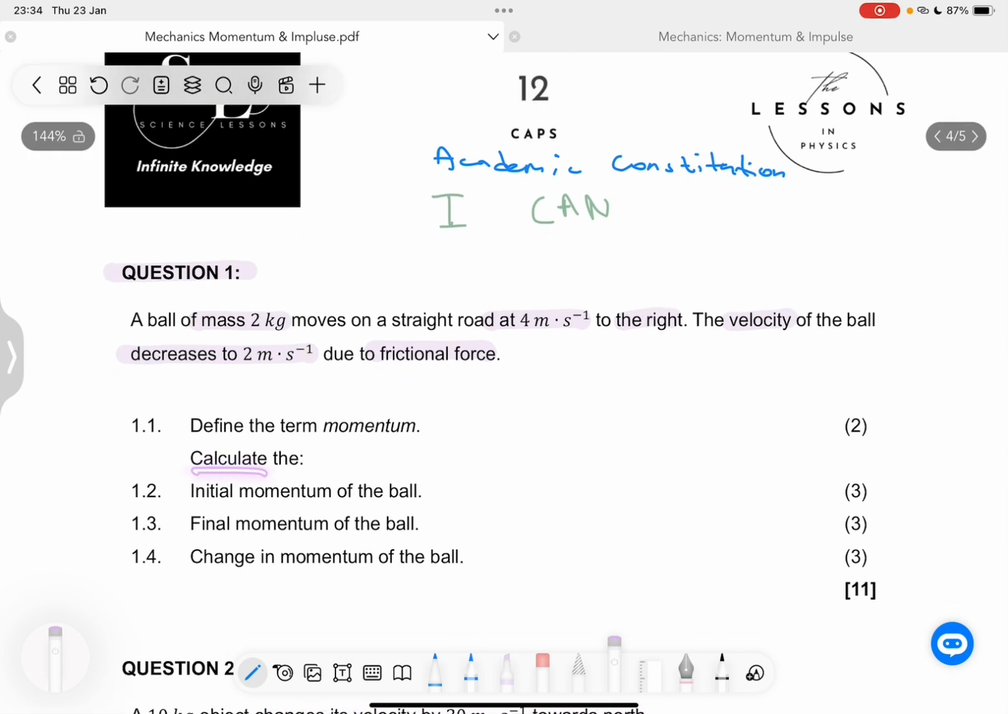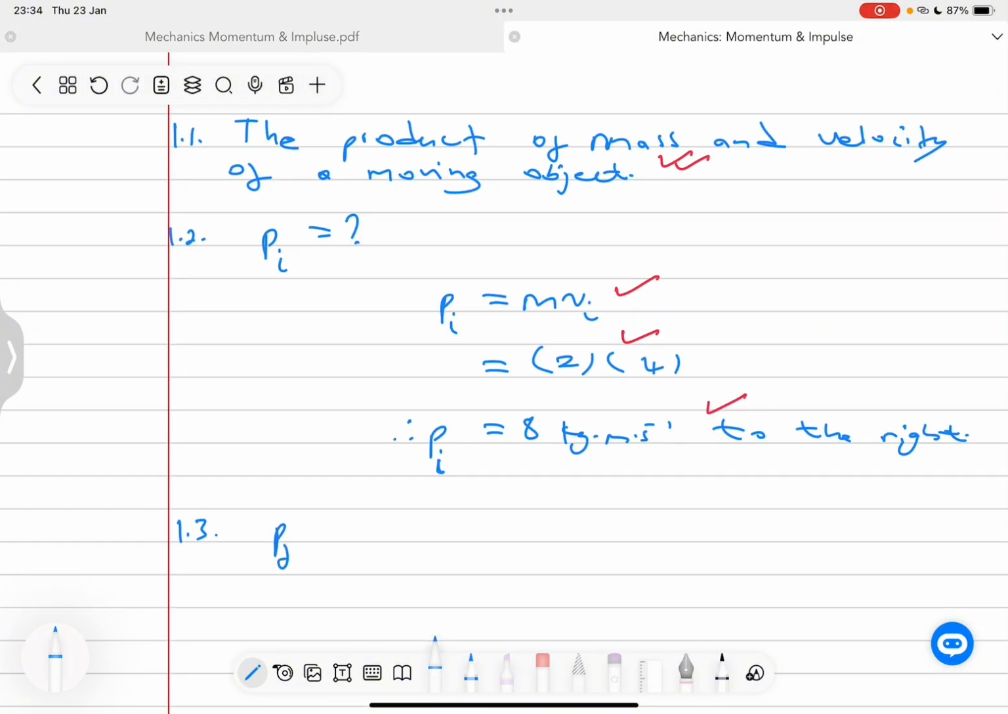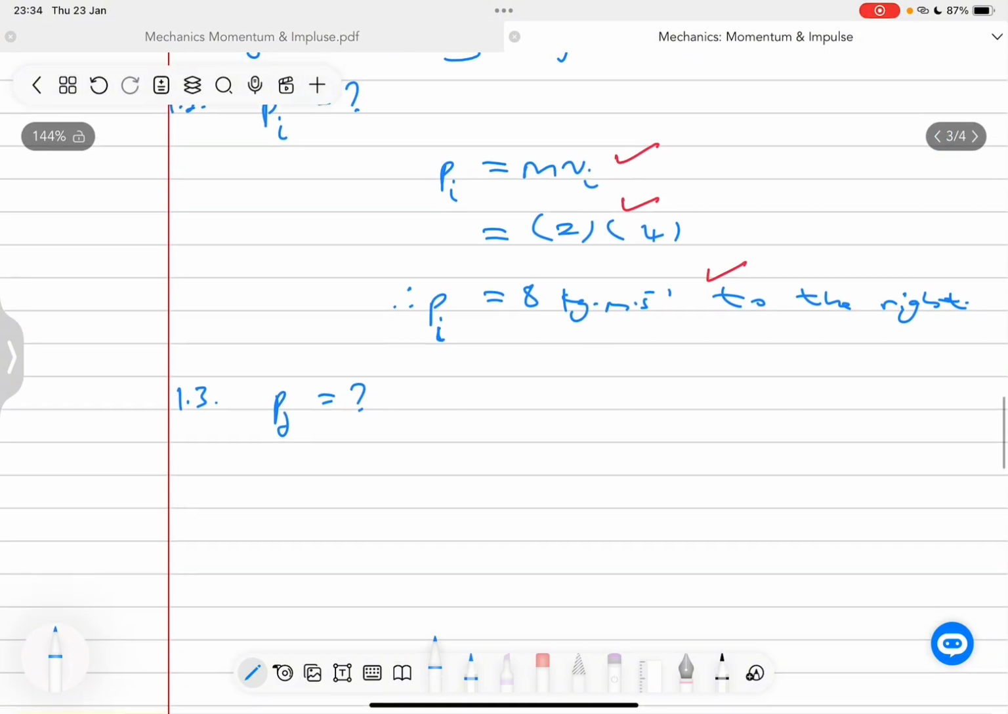It says calculate the final momentum of the ball. We are required to calculate the final momentum of the ball. To do this problem, I'm going to use our formula as per the definition. PF is equals to mvf.